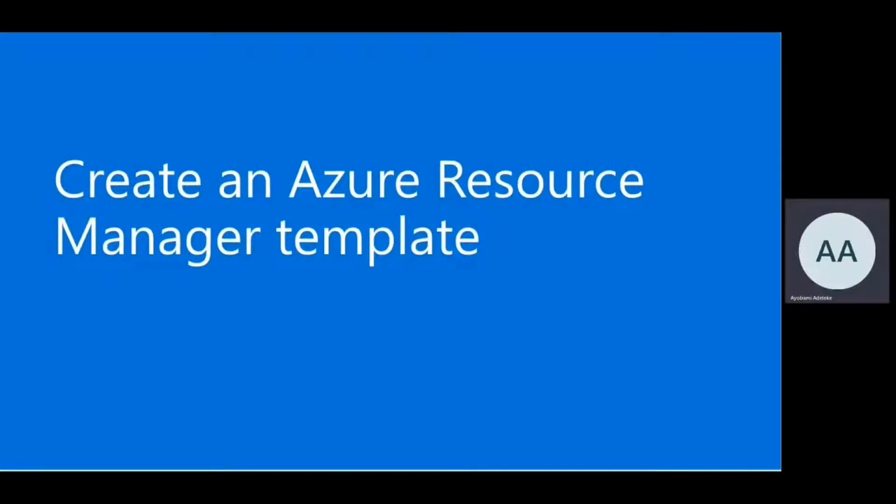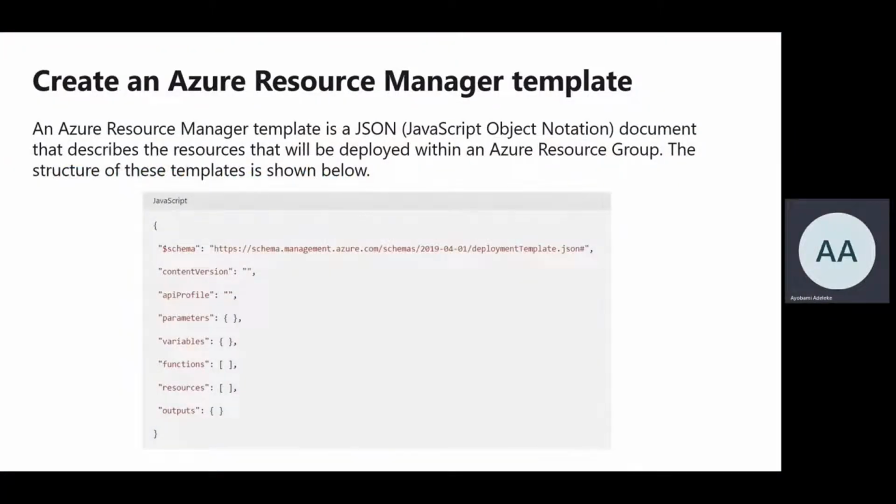So how do we create an Azure Resource Manager template? Let's see. An Azure Resource Manager template is a JSON document that describes the resources that will be deployed within an Azure resource group. A resource group is a container that holds all your Azure resources. The structure of this template usually is as shown below. You have the JSON document, you have the schema, the content version, the API profile, the parameters, and also variables, functions, resources, and outputs. All of these will be filled based on what you're trying to achieve.